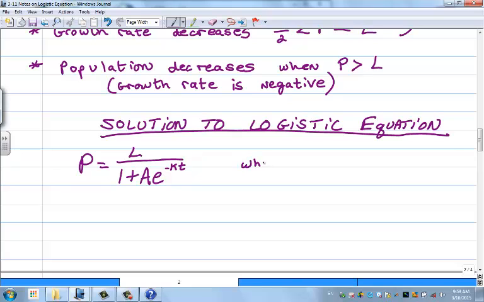And this would be where A is equal to L, the carrying capacity, minus P0, the population at time 0, over P0. So again, you're going to plug right into that in order to get the solution to the logistic equation.